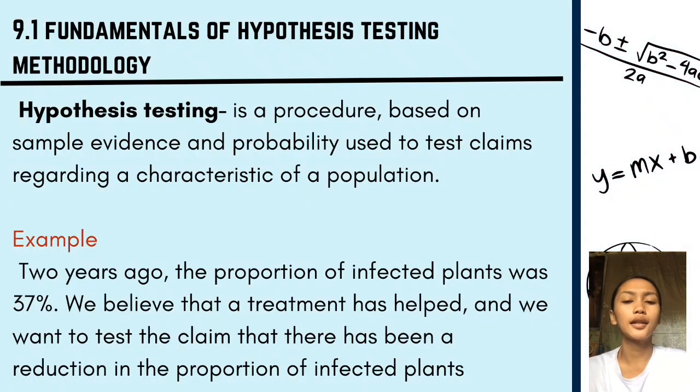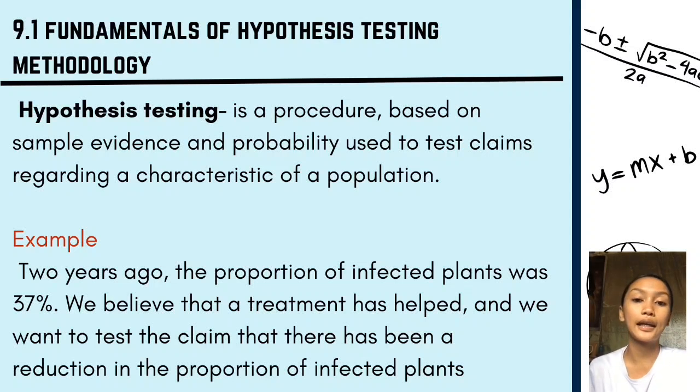So first, let us define what hypothesis testing is. Hypothesis testing is a procedure based on sample evidence and probability used to test claims regarding a characteristic of a population. A hypothesis is a claim or statement about a characteristic of a population of interest to us. And a hypothesis test is a way for us to use our sample statistic to test a specific claim.